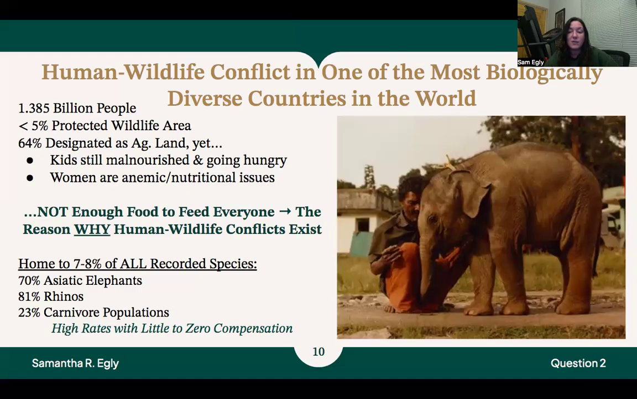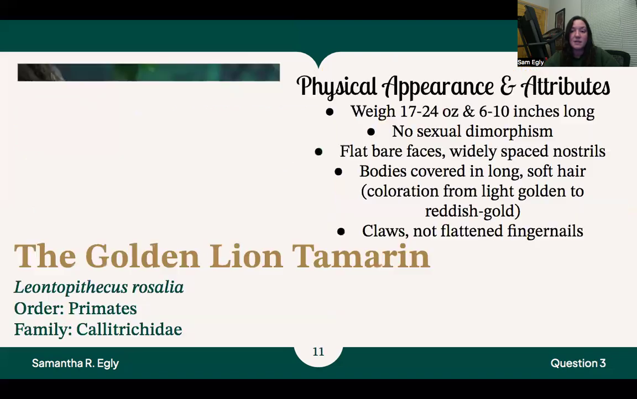So 70% of the world population of Asiatic elephants, 90% of white rhinos, the highest tiger density in the world, and 23% of the world's carnivores are in India. So there are lots of animal-human conflict deaths from snakes, tigers, over 80 different species, and it's extremely high. And there's little compensation for when it actually occurs. So it makes sense why people are trying to keep these animals away to avoid conflict at all. It's sad to see how they keep them away, but it makes sense.